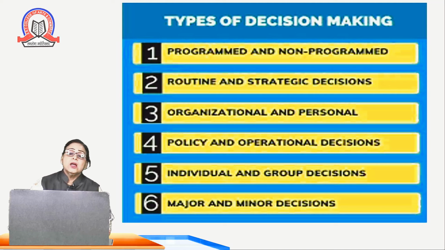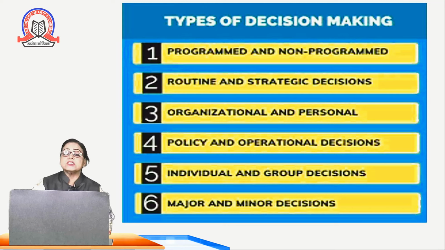Unprogrammed means certain things happen and we have to take certain decisions. That is called a non-programmed decision. Routine and strategic. Routine means how the company will operate on a daily basis, and strategic is specifically based on certain strategies. Organizational and personal. There can be organizational plans and personal plans of managers or employees to achieve the common targets.